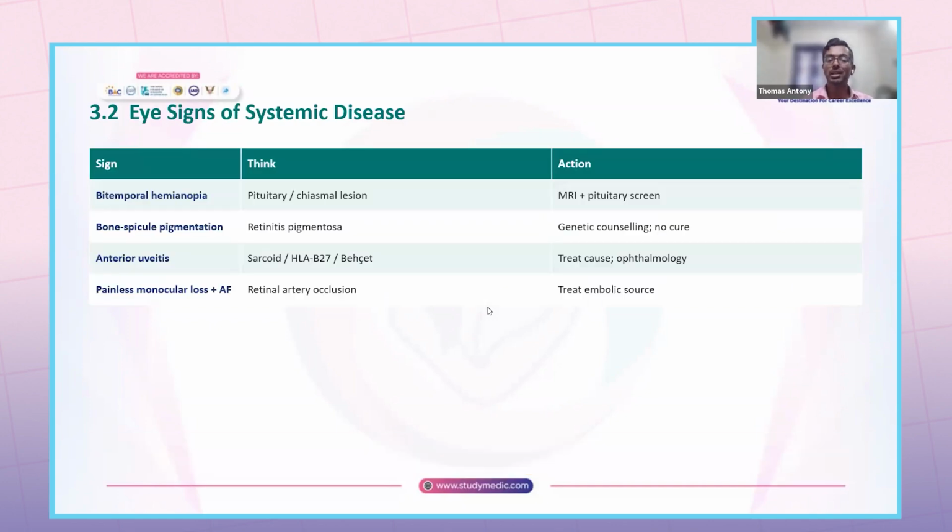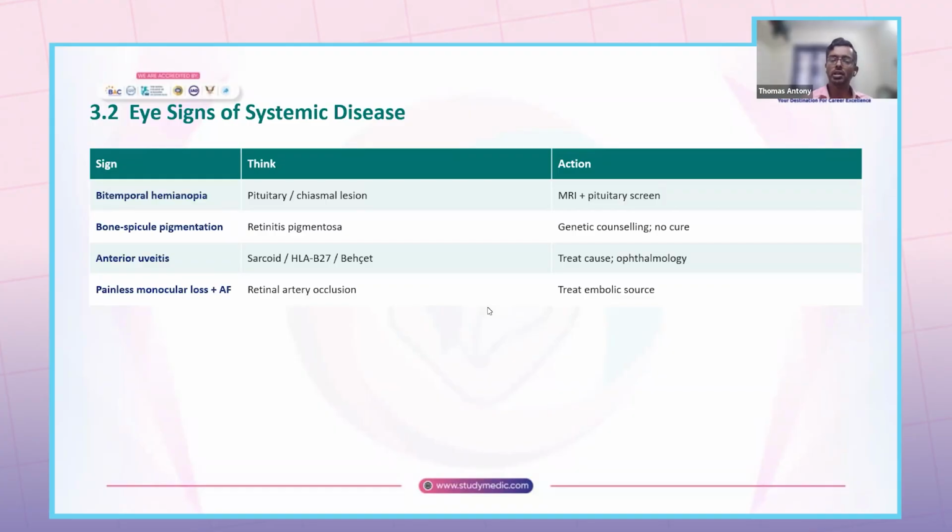So eye signs in systemic disease. This is also an important topic because many systemic diseases can present with eye manifestations. Bitemporal hemianopia, you have to know that this could be a chiasma lesion, so there could be pituitary tumors. So MRI and pituitary screen. Bone spicule pigmentation, this is classical of retinitis pigmentosa. This is an inherited disorder, so there is no absolute cure for that. You have to counsel the patient and the parents.